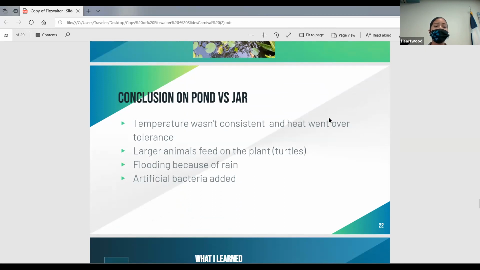There were also larger animals feeding on the plants, such as turtles. In my jar, there were only a few animals feeding on the Bacopa, but they would never feed on the stem. They mainly fed on the roots, while in the pond, they would feed on the stems and leaves, and they would disrupt the whole Bacopa. And there was also flooding because of the rain, and flooding can also take fertilizer from beds into the pond, which is really bad for aquatic life and aquatic plants. And there was also artificial bacteria added, which could have also upset the Bacopa.